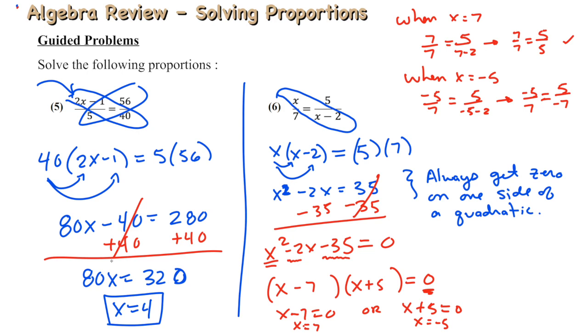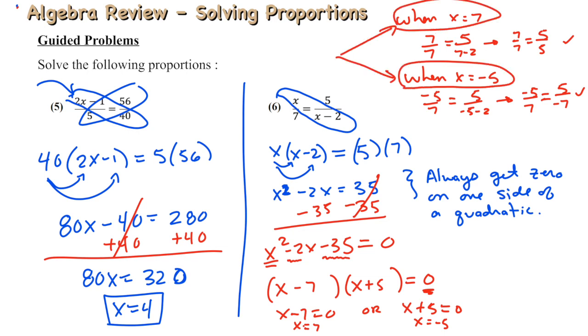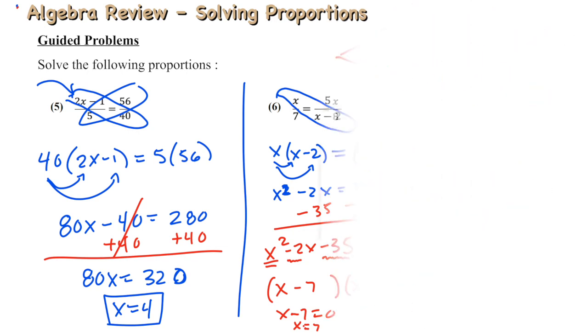And once again, when you cross multiply, you get a true result. So both answers were good. You always have to check that when you have quadratics in your proportions.